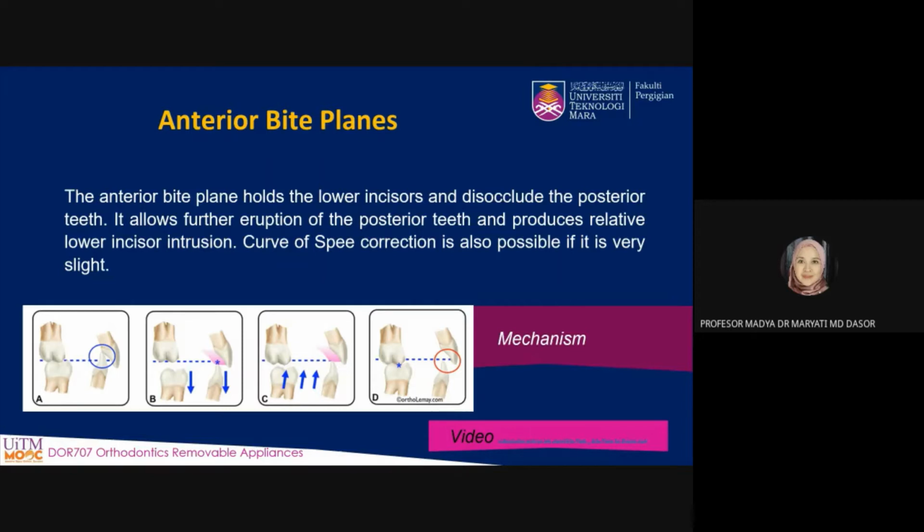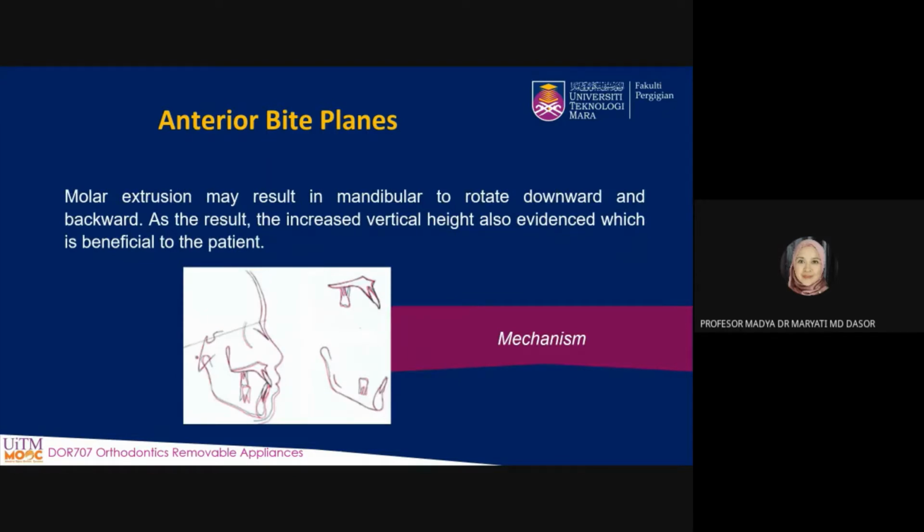We also provided videos for you to go through, which highlight a little bit more what the anterior biteplane is. You can watch that afterwards. Next, the anterior biteplane's mechanism also works by allowing the mandible to rotate downward and backward. As a result, there will be an increase in vertical height, especially in patients who present with reduced vertical proportion.